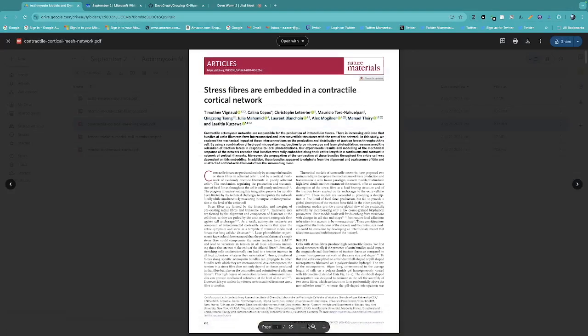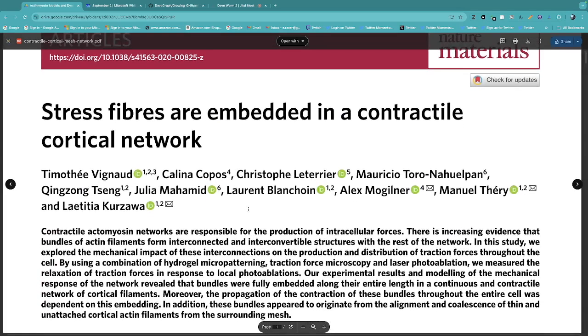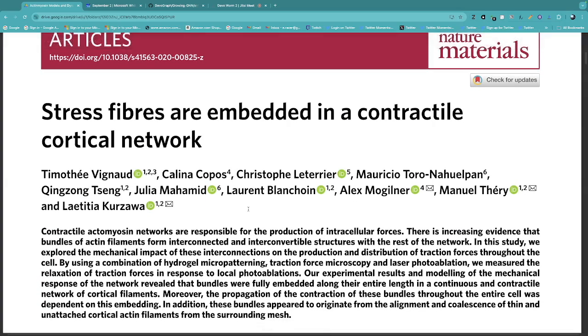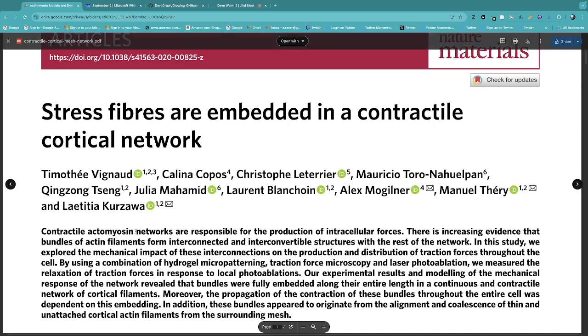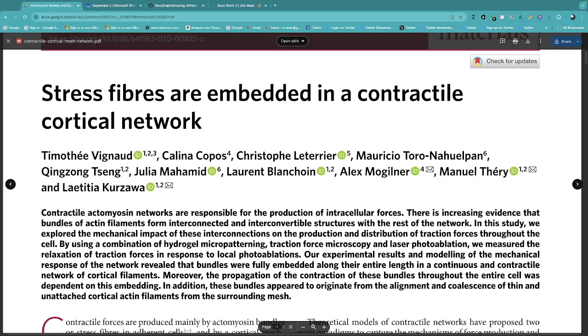Then we can jump back up to the level of networks. In this paper, they talk about stress fibers being embedded in a contractile cortical network. So this again is going back to this network approach, but now we're talking about a contractile network. So we're not just interested in the connectivity and the force production. We're interested in this network that's contractile. Let's go through the abstract.